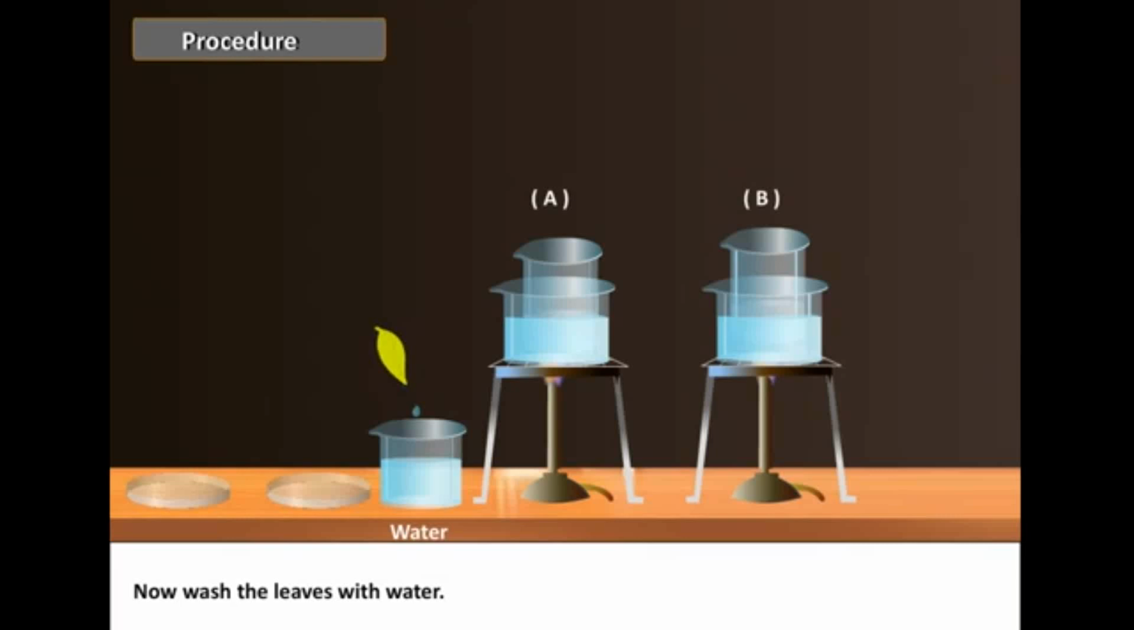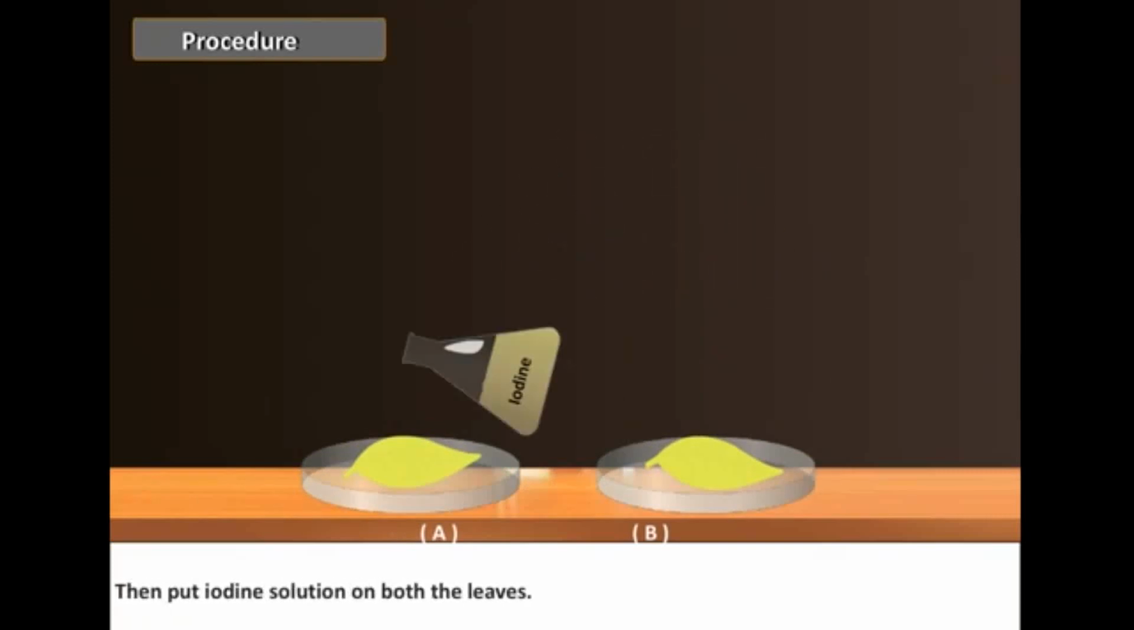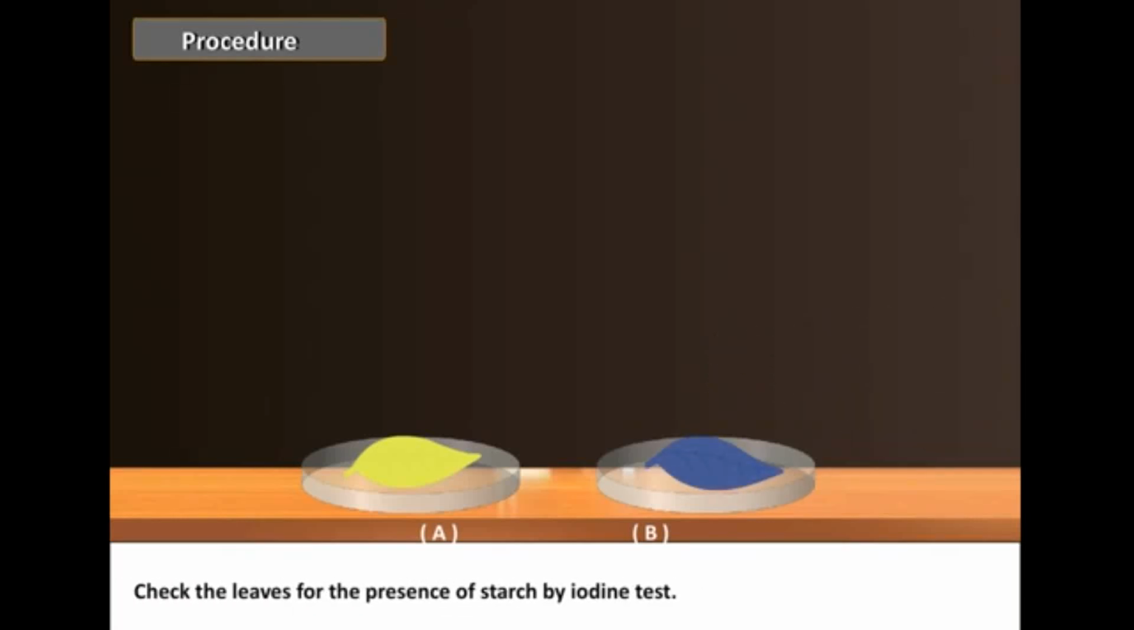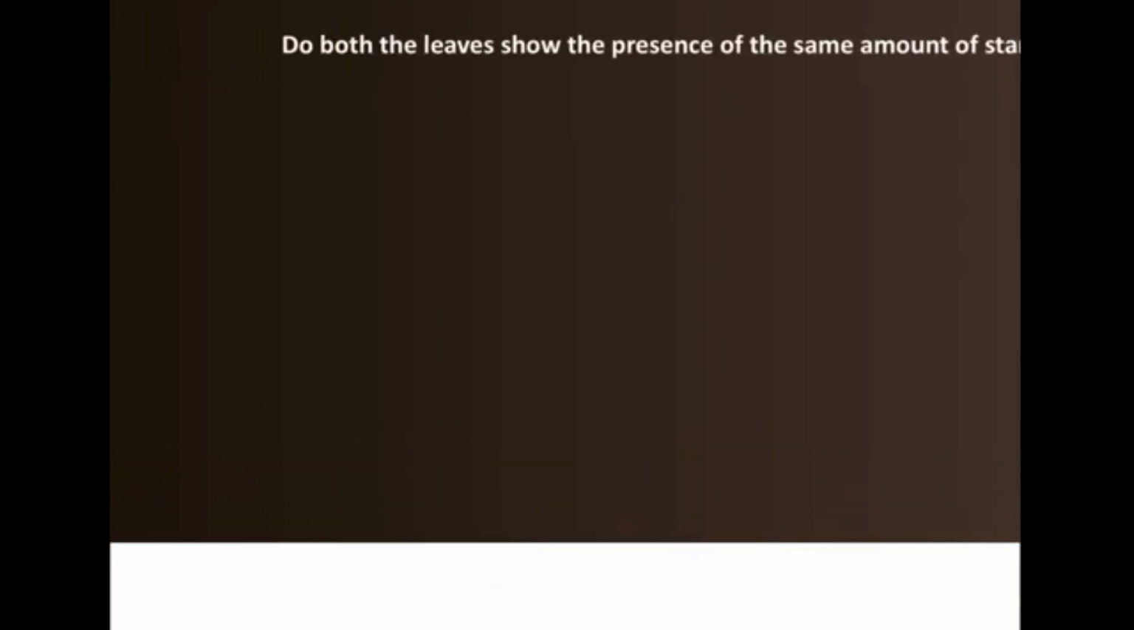Now wash the leaves with water. Then put iodine solution on both the leaves. Check the leaves for the presence of starch by the iodine test. Do both the leaves show the presence of the same amount of starch?